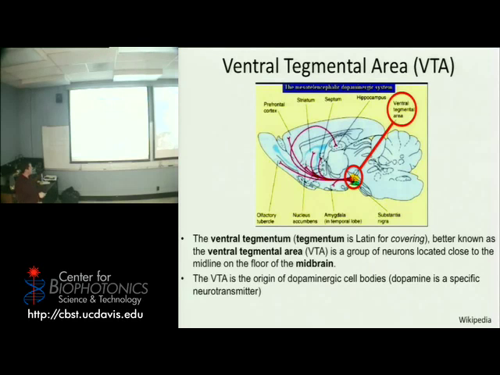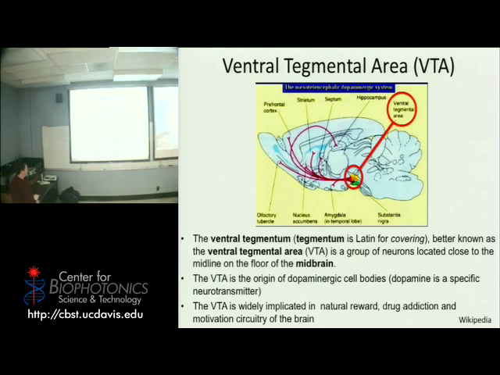And this is the origin of dopaminergic cells, or cells that make dopamine. And what's cool about the VTA is that it's implicated in natural reward, drug addiction, and motivational circuitry. So like when you have cocaine on board, you're activating these cells here and causing dopamine to go out, and you get a lot of reward.